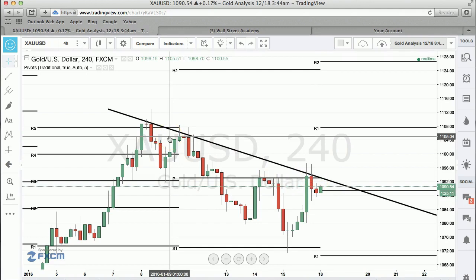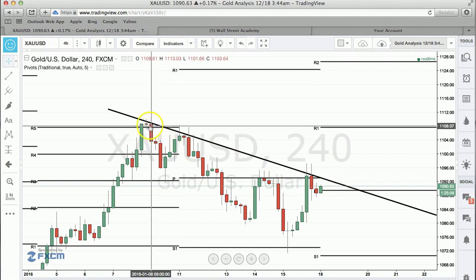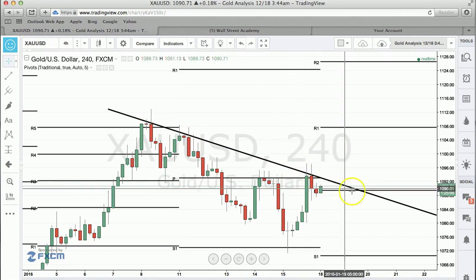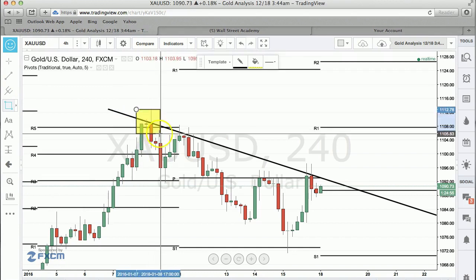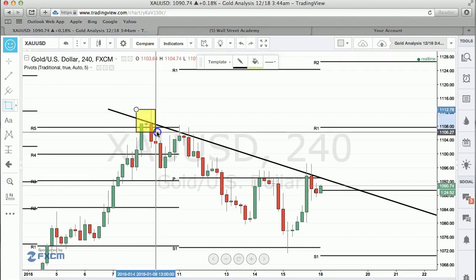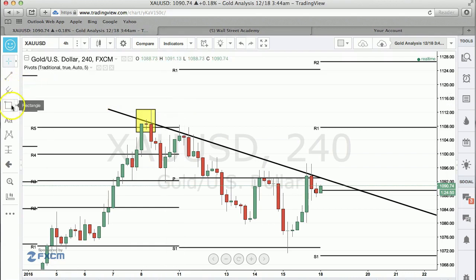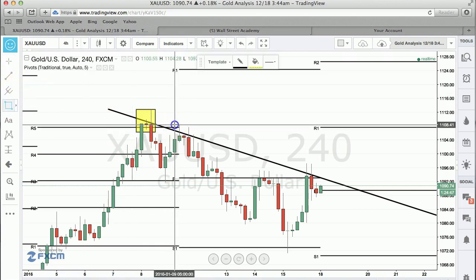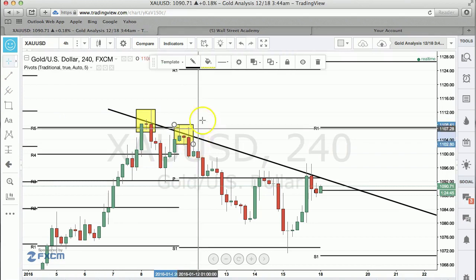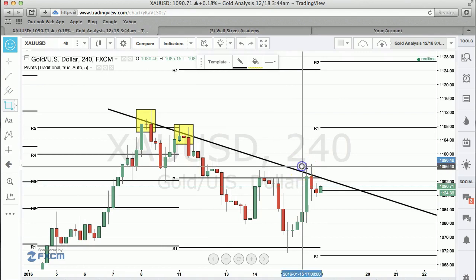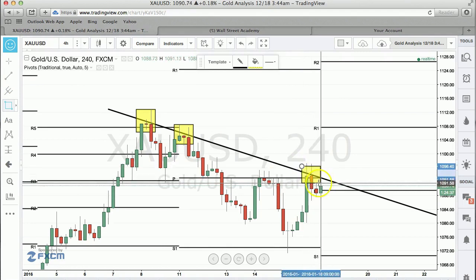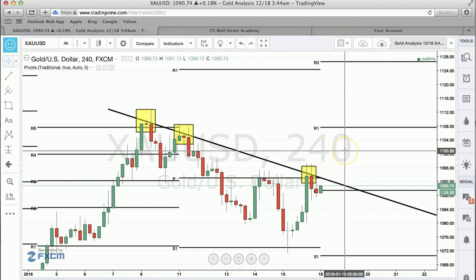So remember from previous videos that the more times price touches a trend line, the stronger it becomes. So one thing I like to do is highlight the areas where price had actually touched the trend line. Perfect.